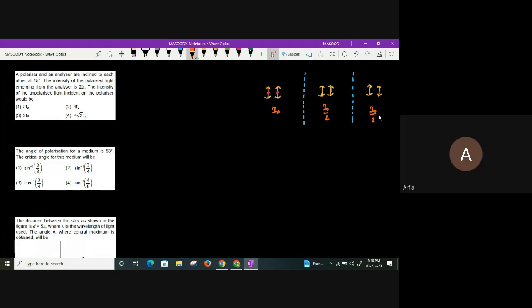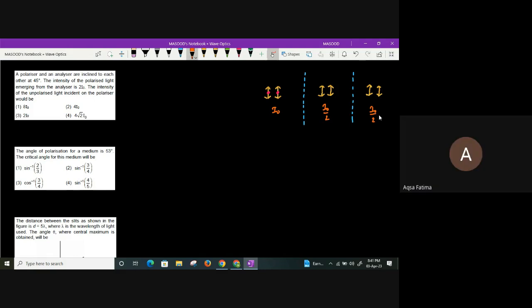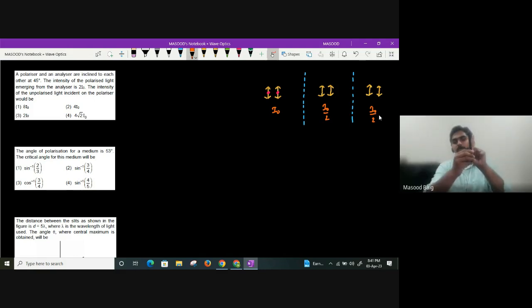I0 by 2. So 100% transmission of light will be there when the transmission axis of polarizer and transmission axis of analyzer are parallel or anti-parallel to each other. Clear, all of you? So for two positions of the analyzer, one at 0 degrees and the other at 180 degrees, you will have maximum light transmitted out of the polarizer-analyzer combination.